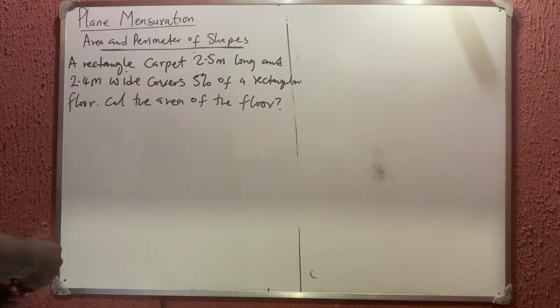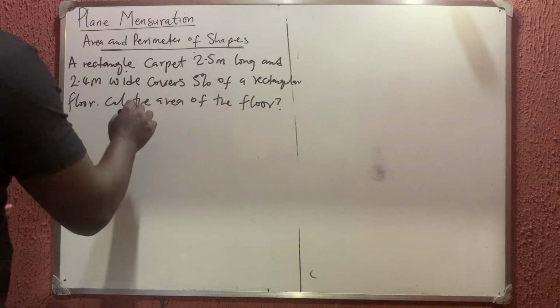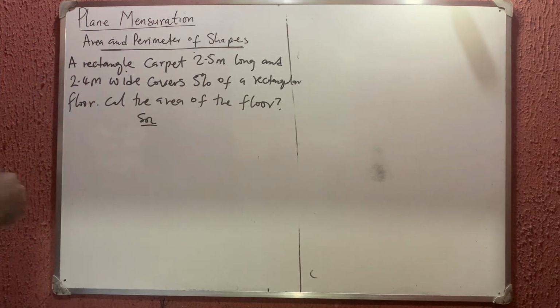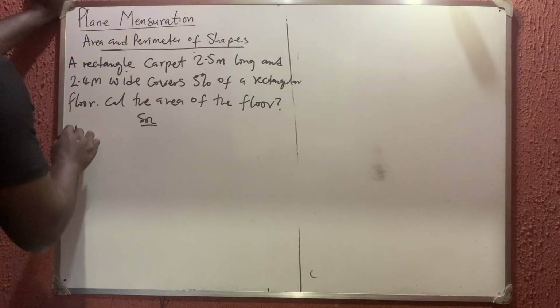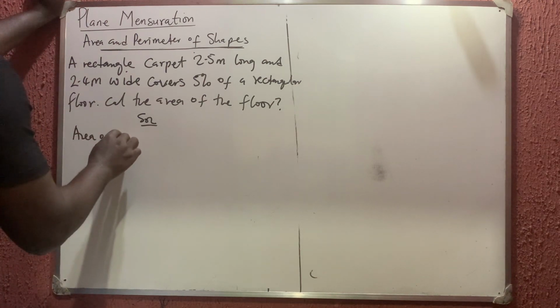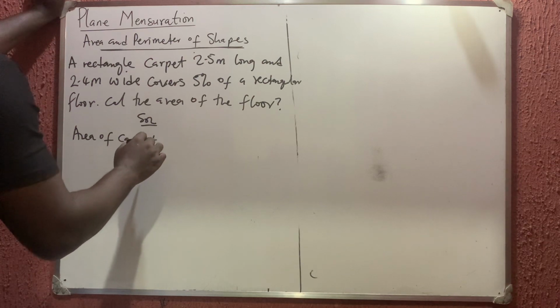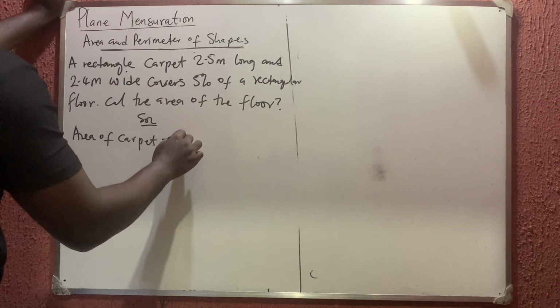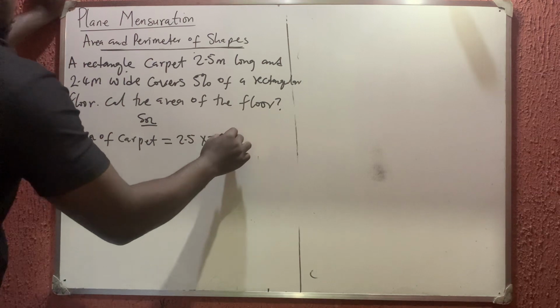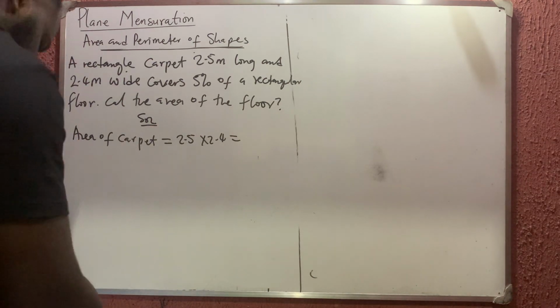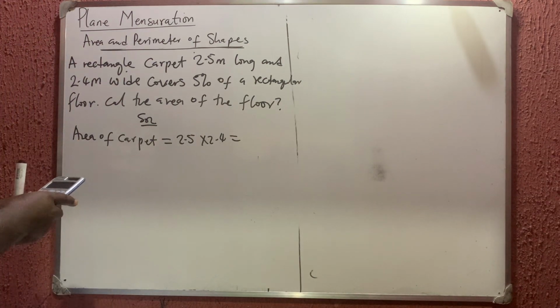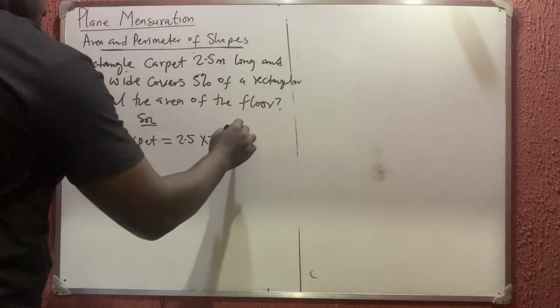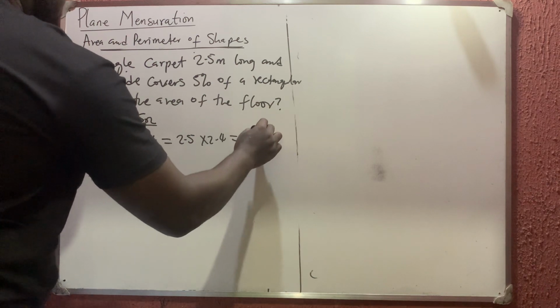Okay. Now, solution. First of all, let's get the area of the carpet. Area of the carpet is simply 2.5 times 2.4, which will give you what? I'm having 6. So 6 meters square.